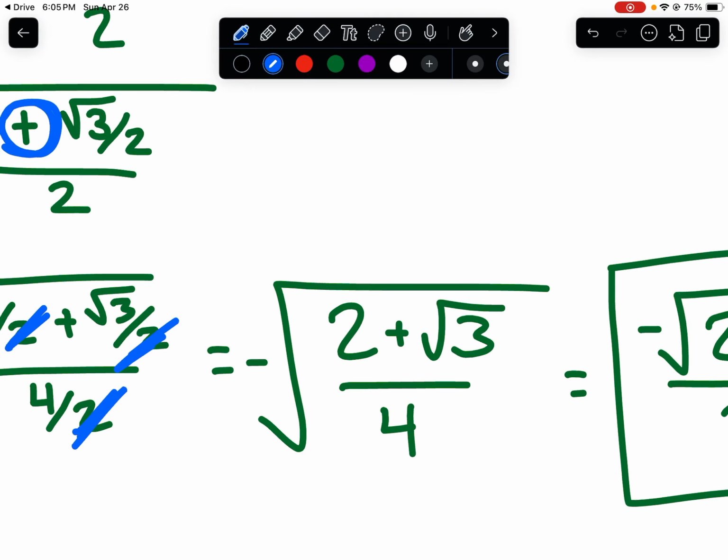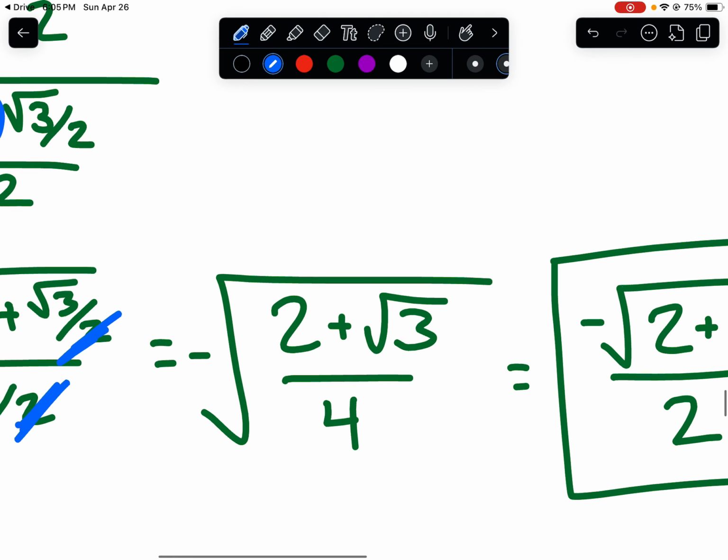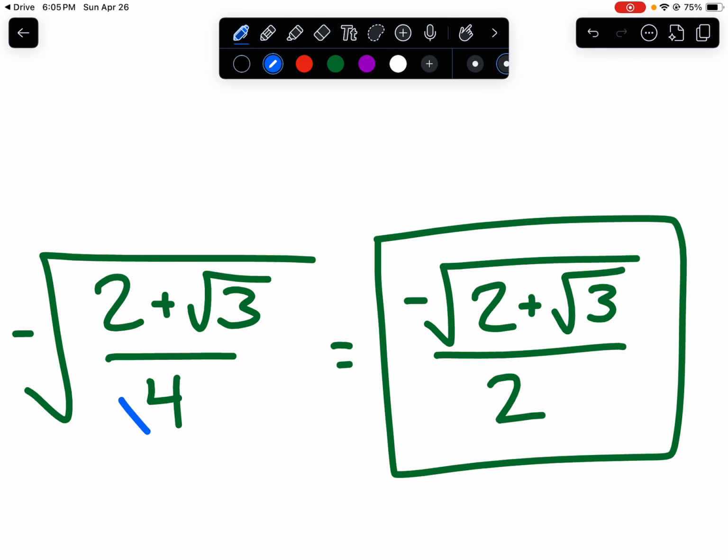Our original sine of x over 2 is 2 minus root 3 over 4. Here we just have 2 plus root 3 over 4. So it's almost the same thing, just a different sign in the middle here, which again, if we square root top and bottom, that square root of 4 can turn into 2.